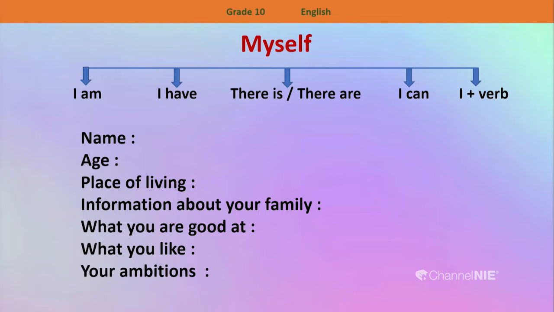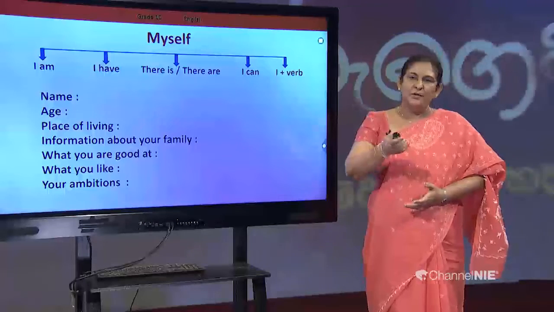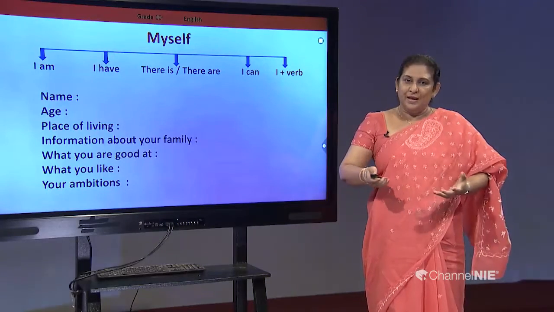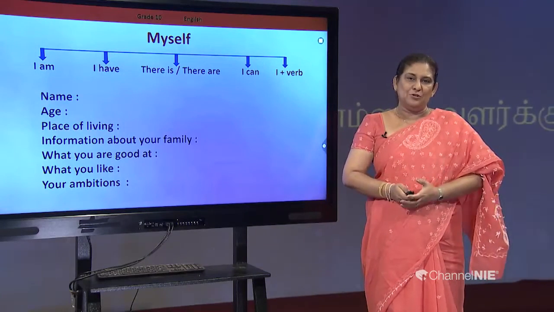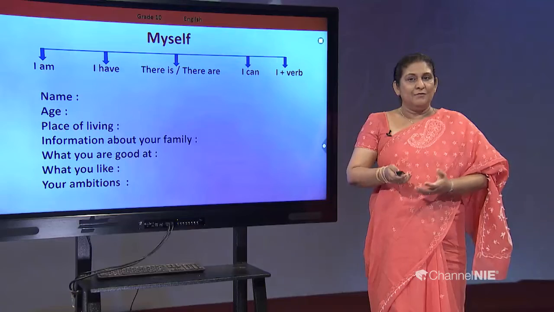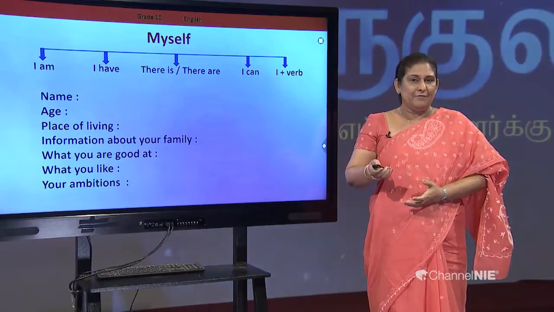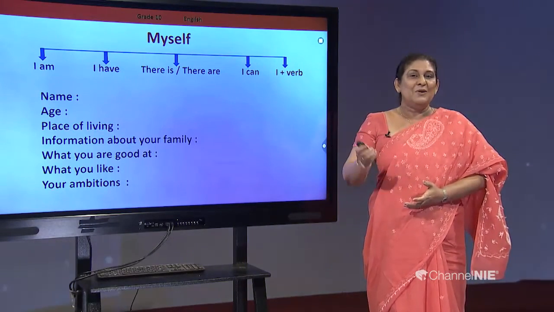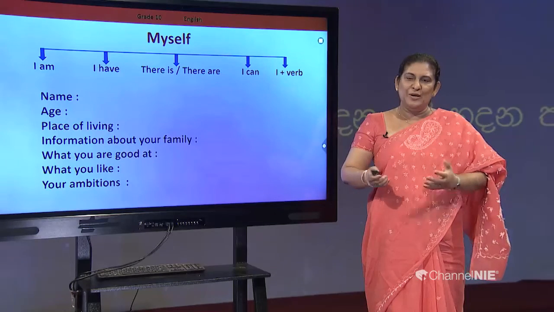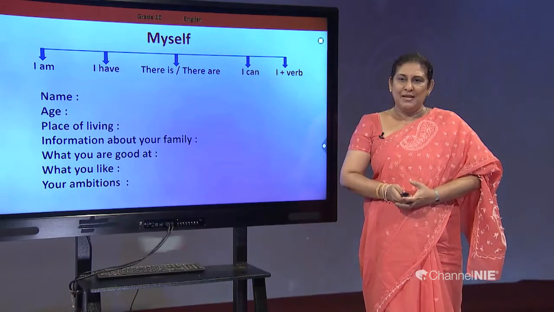Yes. Now, for example, with I am, of course, you can write about your name. I am, you can give your name. I am Nirmala. And then you can give your age also. I am, you can give your age. And then where you live. I live, that is the I plus the verb. I live in, and you can give the name of the place.